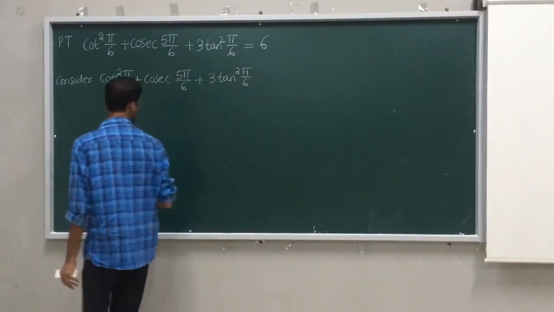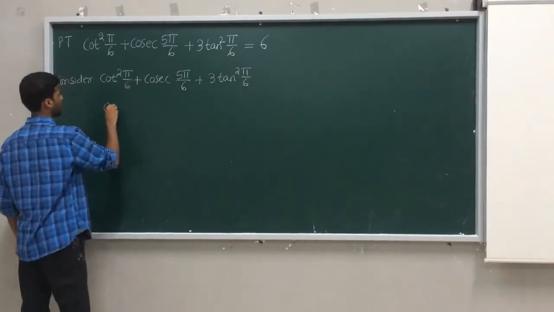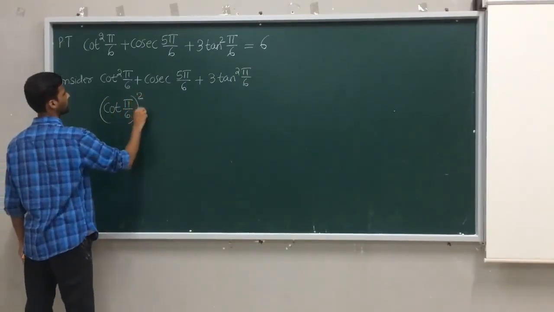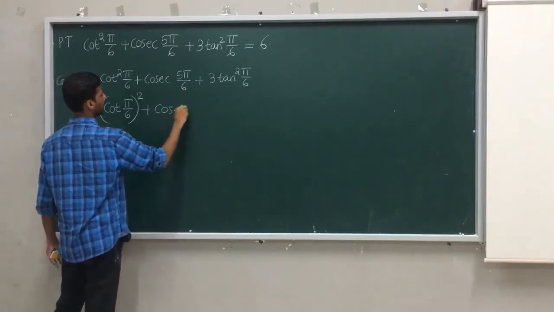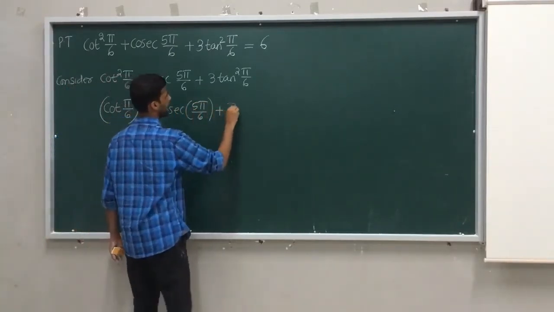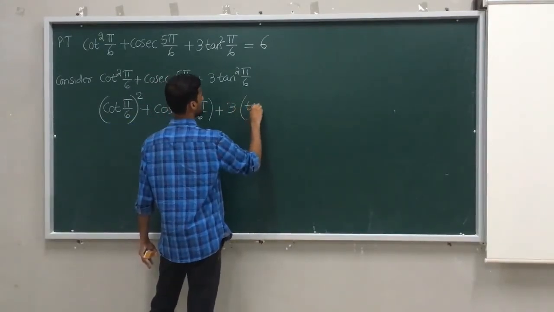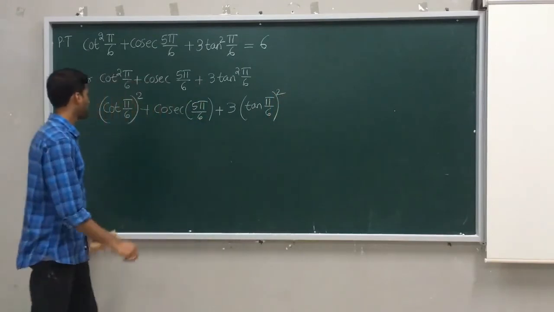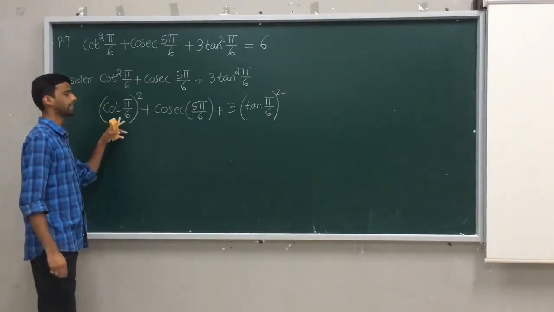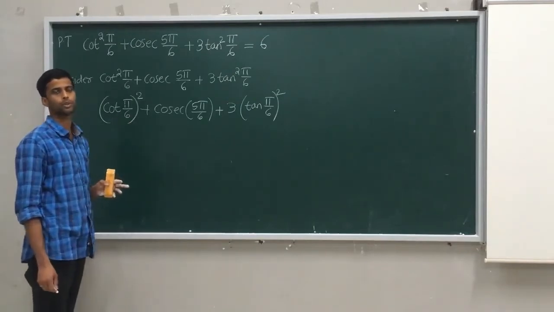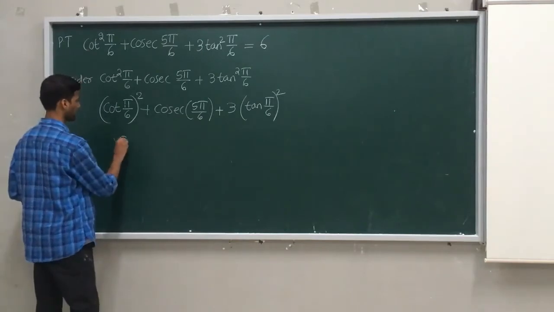To make my work simple, I will write this as cot pi by 6 the whole square. This I won't touch, let me keep it as it is. Then this as tan pi by 6 the whole square. We all know cot pi by 6. Cot 30 is equal to cos 30 divided by sin 30. It is equal to root 3 by 2 divided by 1 by 2. It is equal to root 3.